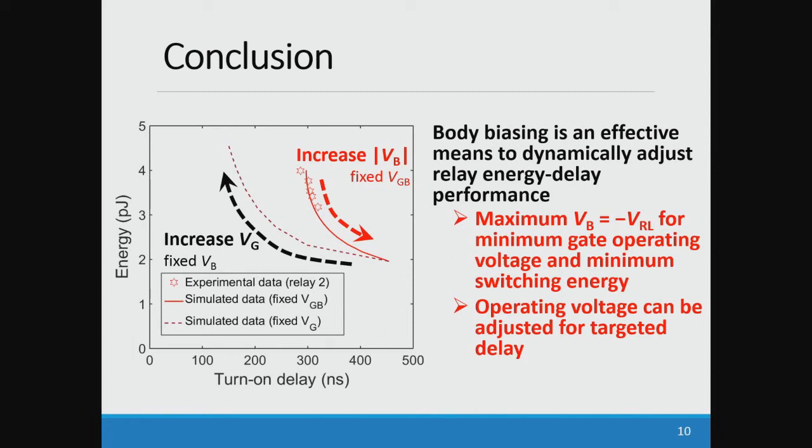But by increasing again a little bit your operating voltage, you can turn your relay faster. That depends on the value that you want to have. If you really want to minimize the energy and you don't care about your delay, or if you want to have a fixed delay, even if you want to keep a fixed turn-on delay, body biasing can help to reduce the energy.